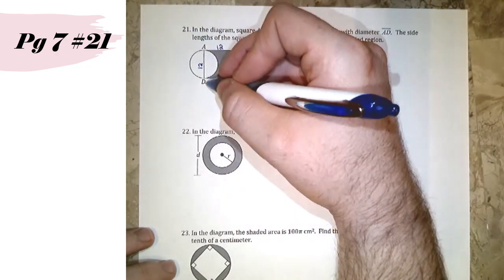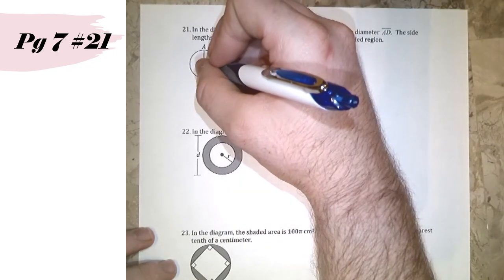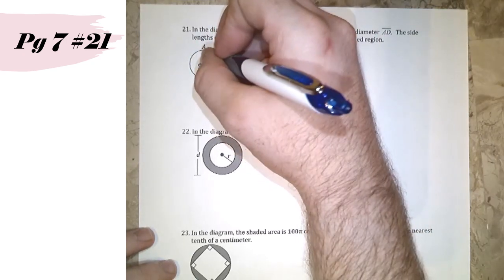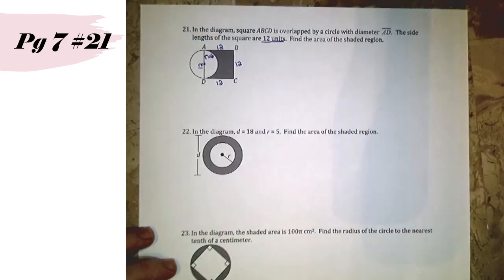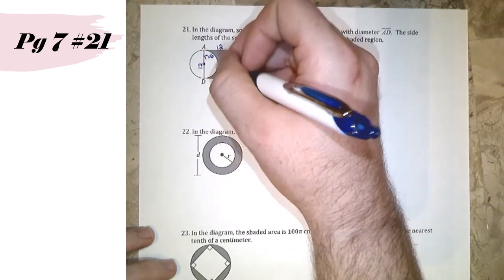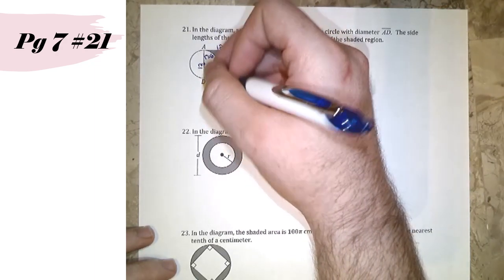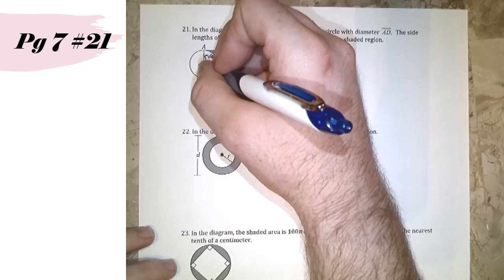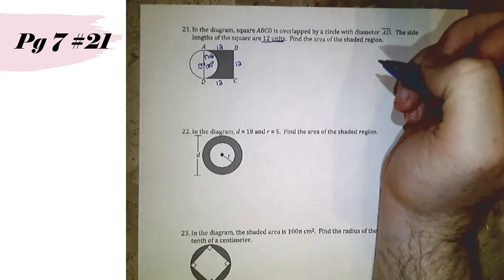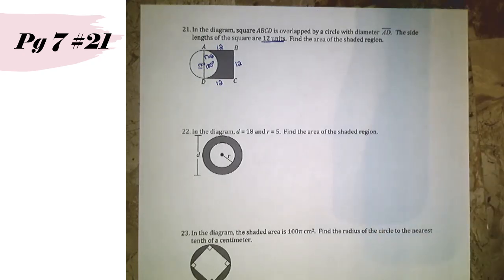Now, they told us that AD is the diameter. So if I want to find the radius, that would be half of that. So the radius of this circle would be 6. Now, the only part of the circle that's actually in this square that matters to us is only half of it. So that means that this angle would be 180 degrees. So in order to find the area of the shaded region, we need to find the area of both that half circle and the full square.